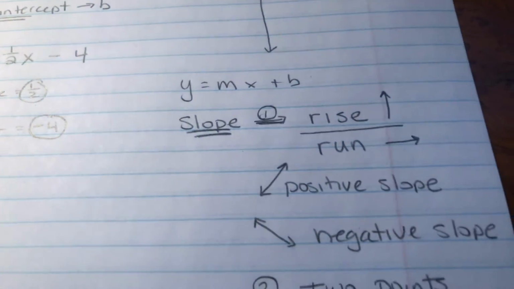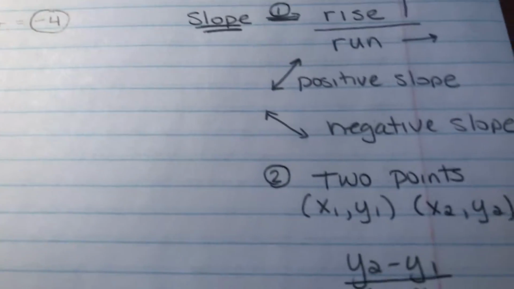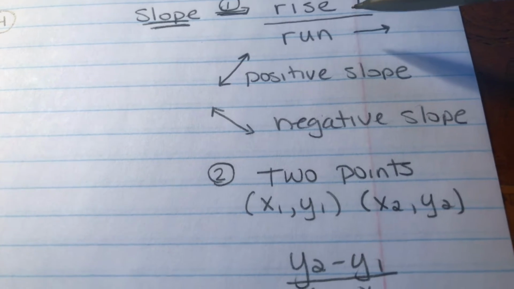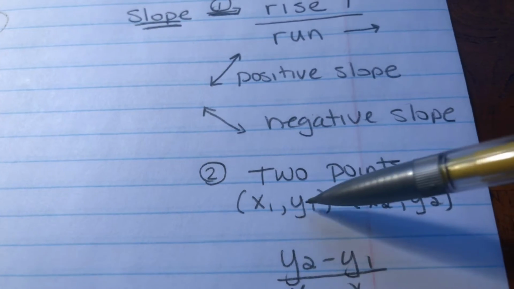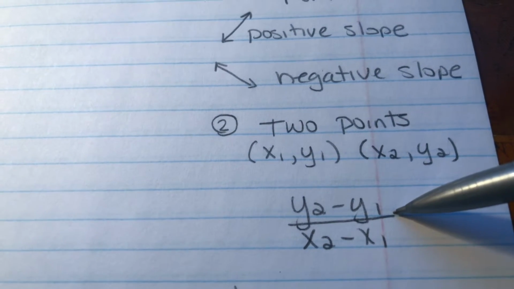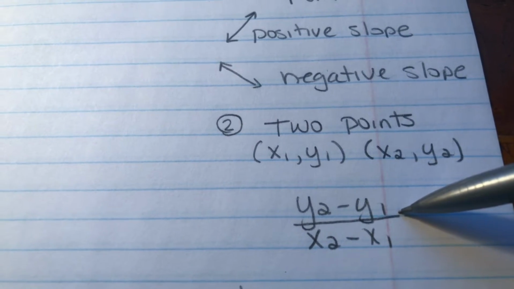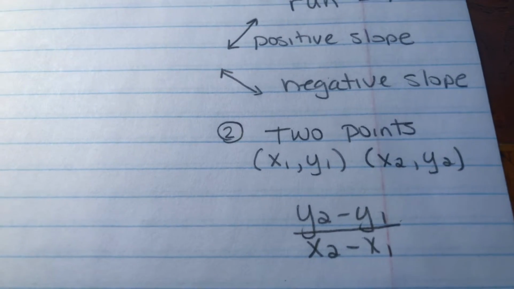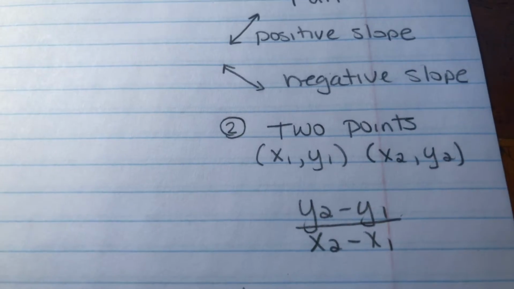So one way to calculate again is rise over run. The second way is to get two points that are on your graph and label them x1, y1, x2, y2, and use our formula: y2 minus y1 divided by x2 minus x1. That's the change in y divided by the change in x to get your slope.